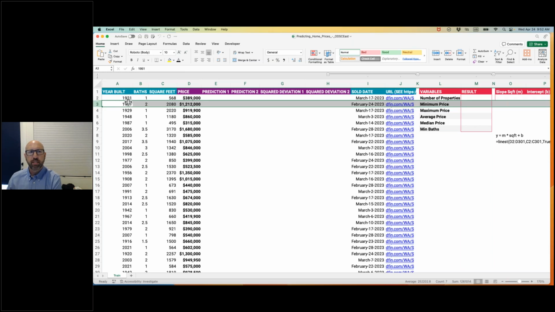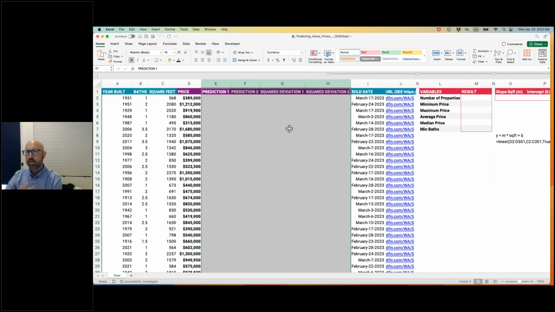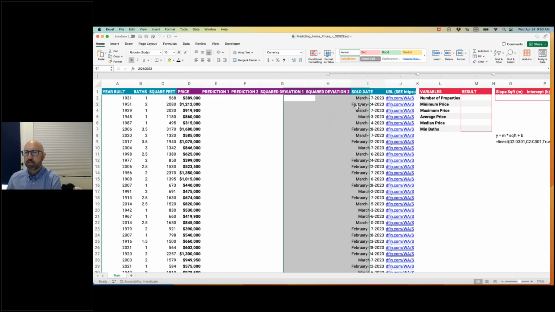This property was built in 1951. It has 2 bathrooms and 2,080 square feet, and it was sold between February and March of last year for $1.2 million. Now we have 4 columns here that we are going to be using today. I'm not going to explain what they are quite yet, so let's pause on that. And then we have other information just as a reference, like the date that the property was sold, so on February 24 of last year. You also have a link of the URL listing. So this is what we have here.